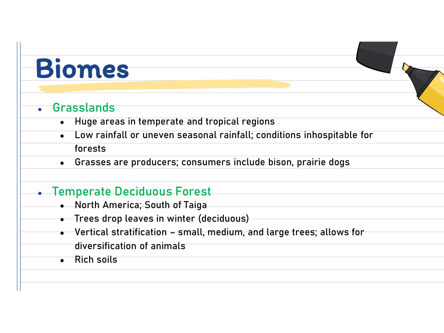Grasslands are going to be huge areas in temperate or tropical regions. You're going to have low rainfall or seasonal rainfall. So you're either going to have almost no rainfall, or you're going to have these periods of time where there's little rain, and then you have a lot of rain at once. You're going to have grasses more than leafy plants, which again are adapted to living in that area, but it takes a certain animal to eat those. So you're going to have bison, prairie dogs, things like that that know how to eat that type of grass. I would say you have pretty high biodiversity in that area.